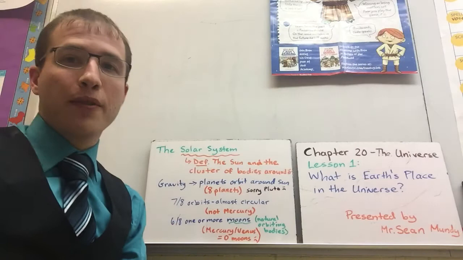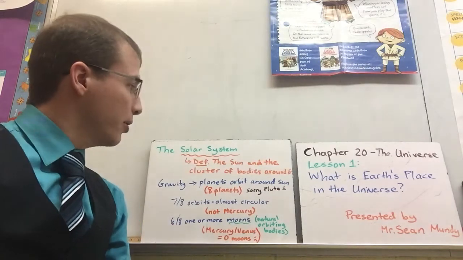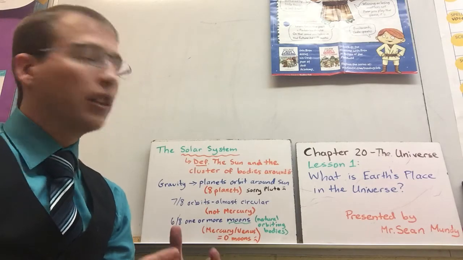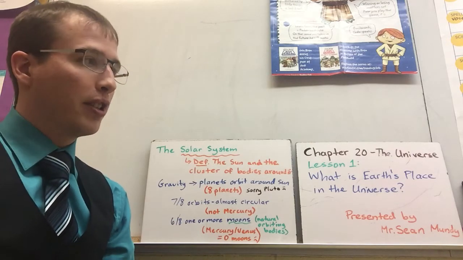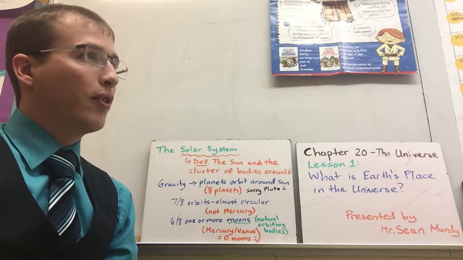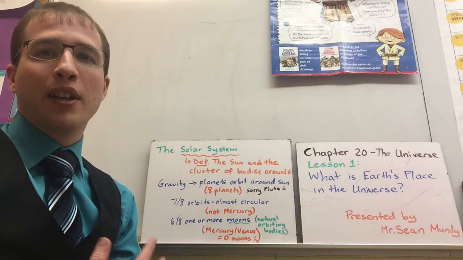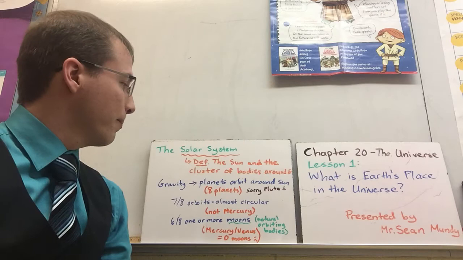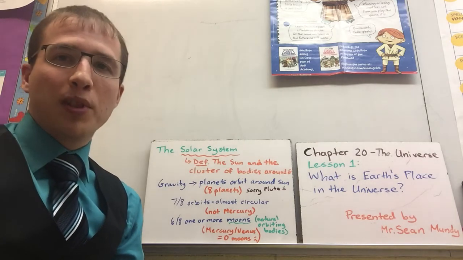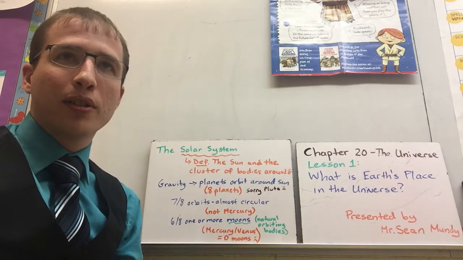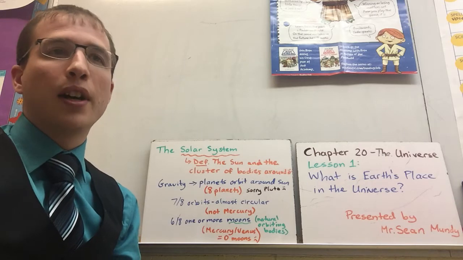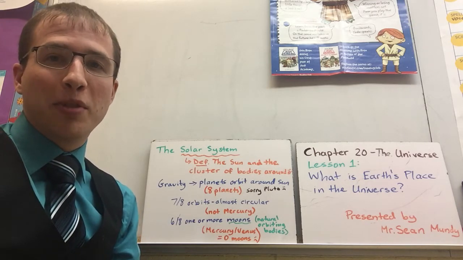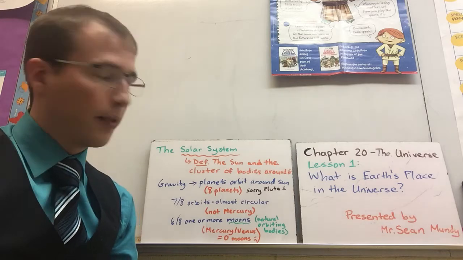So here we have the solar system, and the solar system, its definition is the sun and all of the cluster of bodies surrounding it. Okay, so they have the sun, planets, and various other objects that we're going to look at in our solar system. Now, what keeps all of the planets circling around the sun or revolving around the sun? Well, that's gravity. Gravity is going to be that force that holds it all together.